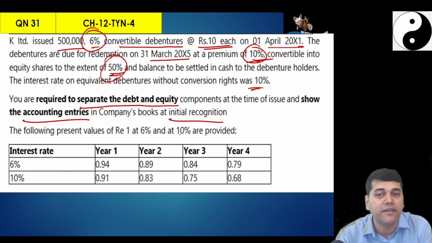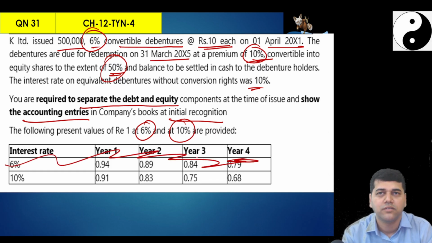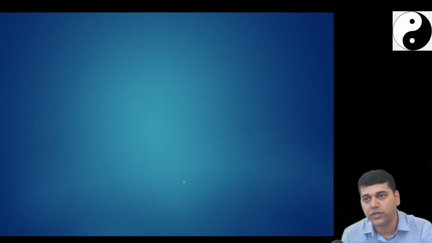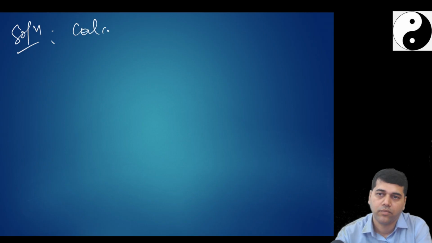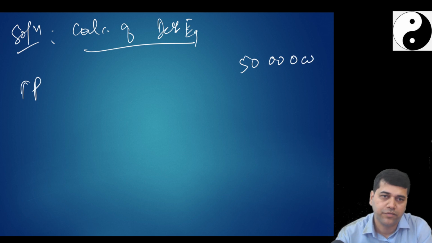Now they gave you the present value factor at 6% and 10%, which is important. So 6% not required, no? Why did they give it? To confuse you, to test you. Okay? Yes. What should I do? We'll do it. Calculation. There is no theory here. Solution. Calculation of debt equity. What is the transaction price? 50 lakh.